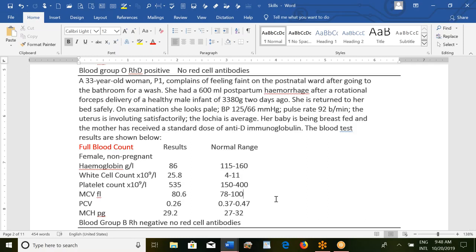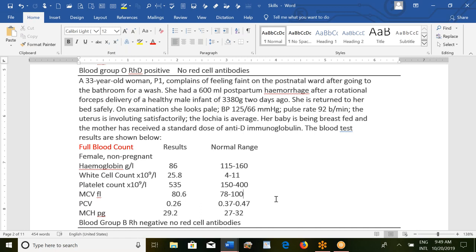So she should be fully evaluated. And maybe she will need some heparin, low molecular weight heparin. So you should get her reviewed, send her blood for culture and sensitivity, and antibiotics should be started. The possible causes are infection or dehydration.